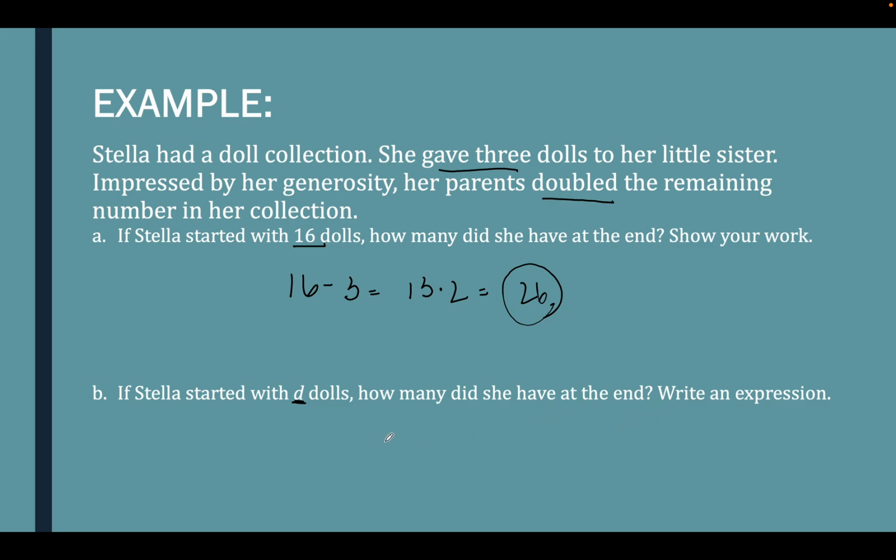Write an expression to represent this for any number of dolls being represented by the letter D. So we know she gave 3 to her sister first, and then her parents doubled that. So how do we make sure that we do the subtraction first? We will put parentheses around it and then multiply that answer by 2. You could write it like this. You can write it like this. But either way, you would have the same result mathematically.